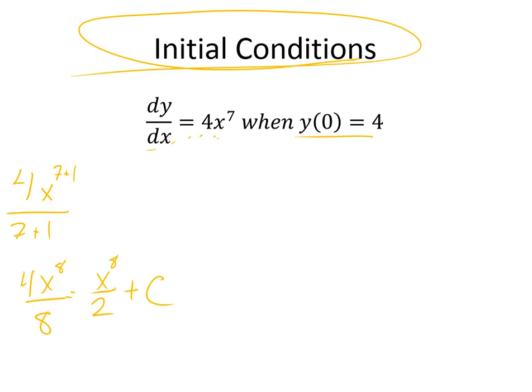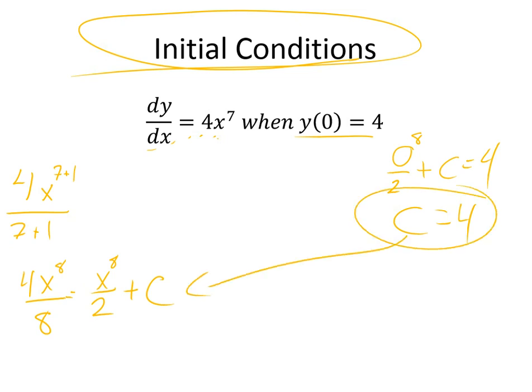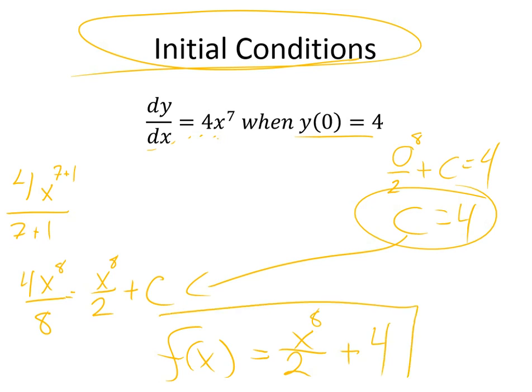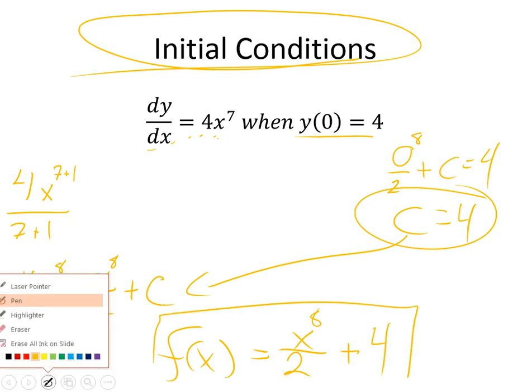Now it says our initial condition is that when x is 0, y is 4. So when we plug in a 0 for the x, 0^8 over 2 plus c must equal 4, which means c must equal 4. Now we take this and plug it in there. So our final answer, f of x, or y of x, is equal to x to the 8th over 2 plus 4. And we are done with that one.